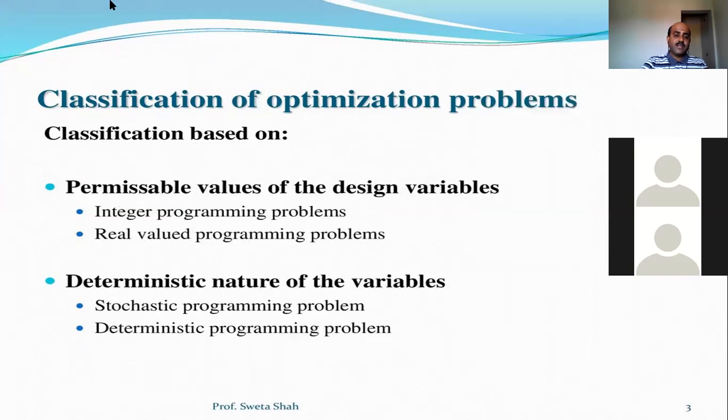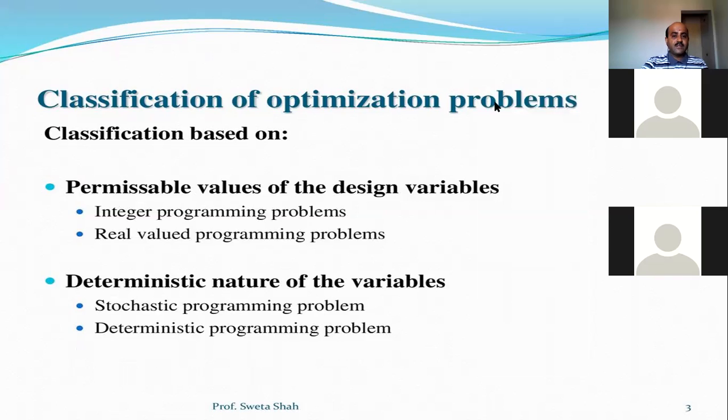The next is classification based upon the permissible values: integer programming problems and real value programming problems, and based on the deterministic nature of the variables, stochastic programming problems and deterministic programming. Permissible values means the design variables can have an integer value. If the permissible values for the design variables are integers, then it is said to be an integer programming problem.